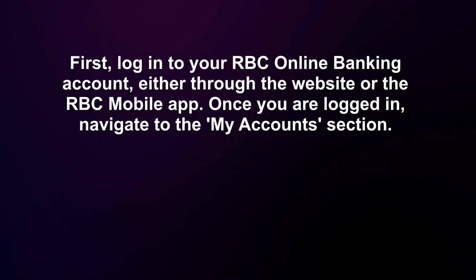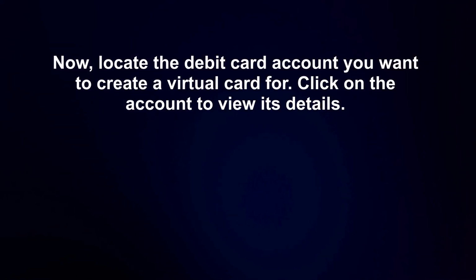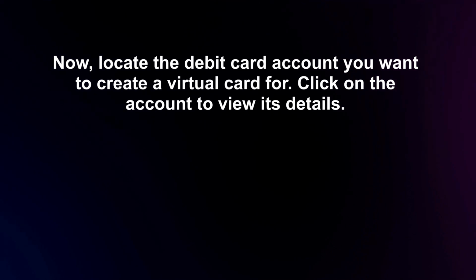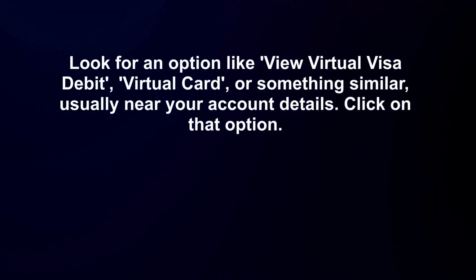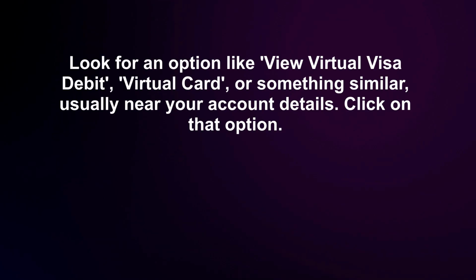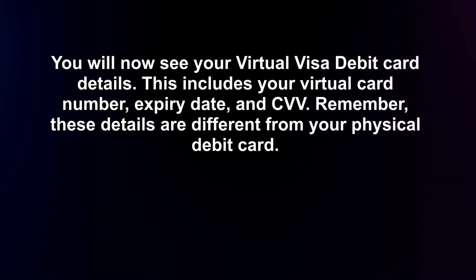Once you are logged in, navigate to the My Accounts section. Now, locate the debit card account you want to create a virtual card for. Click on the account to view its details. Look for an option like View Virtual Visa Debit, Virtual Card, or something similar, usually near your account details. Click on that option. You will now see your Virtual Visa Debit Card details.